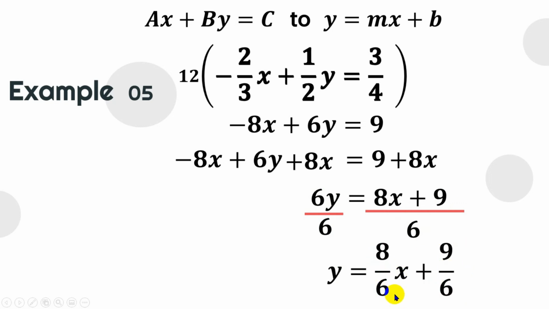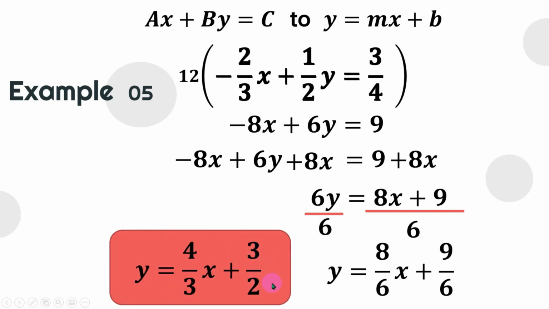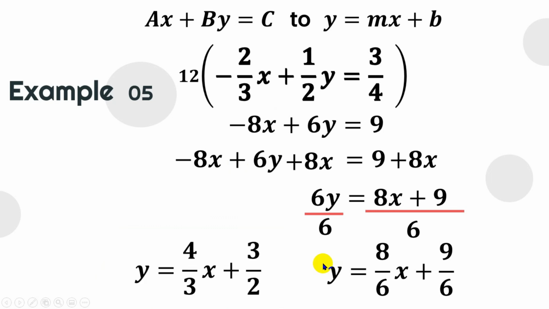So, yung 8 over 6, divisible sila pareho by 2, kaya magkakaroon tayo ng 4 over 3. Then, dito naman sa isa, 9 over 6, divisible sila both by 3. So, 9 divided by 3 is 3, 6 divided by 3 is 2. So, the final answer for the slope-intercept form of our example number 5 is y is equals to 4 over 3x plus 3 over 2. Our slope is positive 4 over 3, while our y-intercept is 3 over 2. So, this is the last example for our writing linear equation from standard form into slope-intercept form.